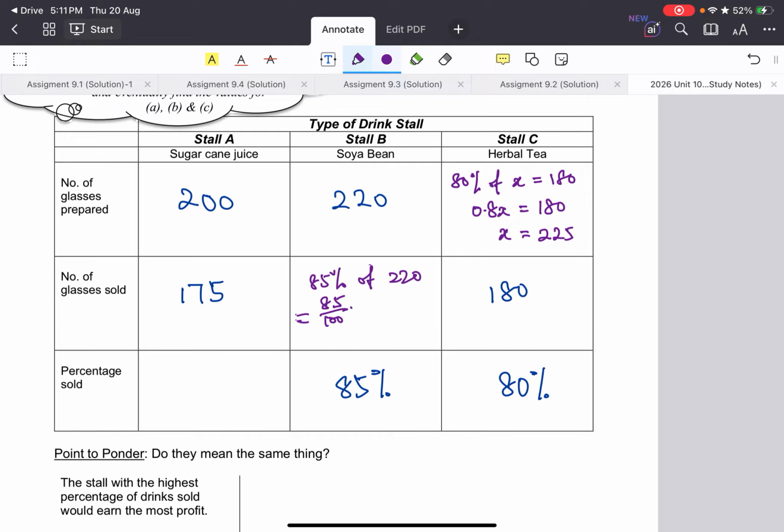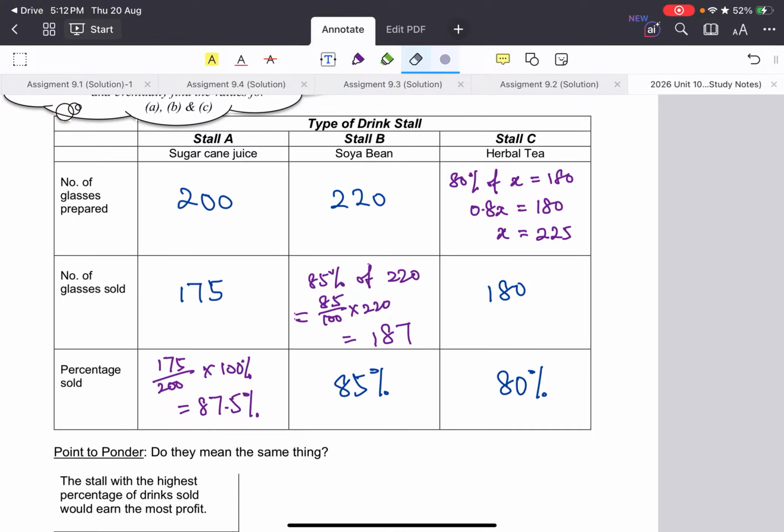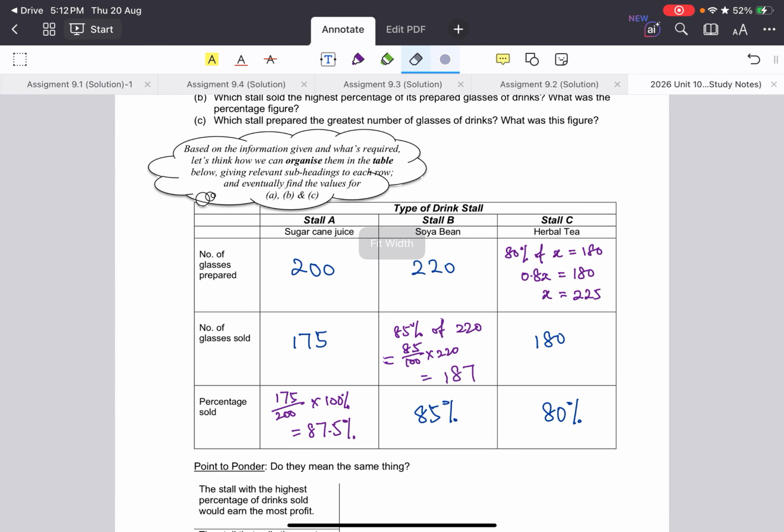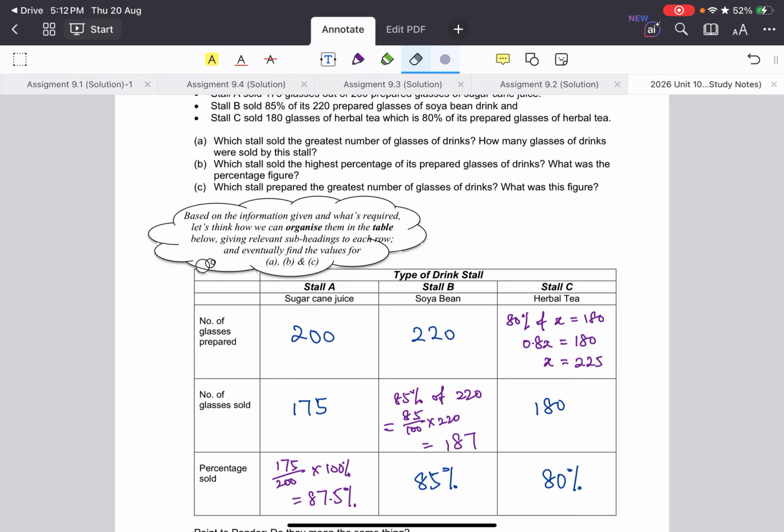85 over 100 times 220, which will give us 187. Now finally, on the left column, we have the number of glasses sold and the number of glasses prepared. We want the percentage, so we take 175 over 200 times 100%, which gives us 87.5%. So now we have all the data, and once we have all the data, we can answer the questions quite readily.